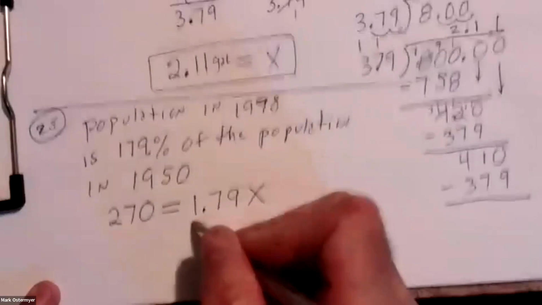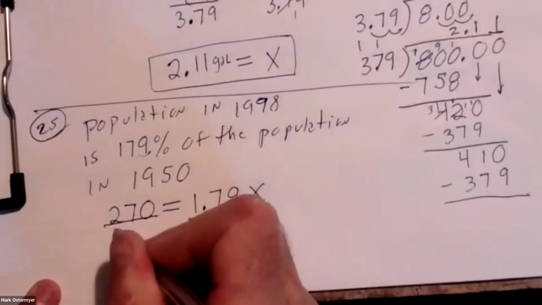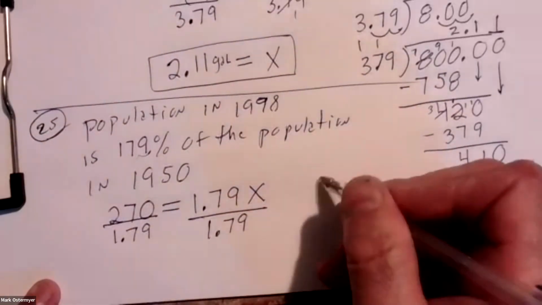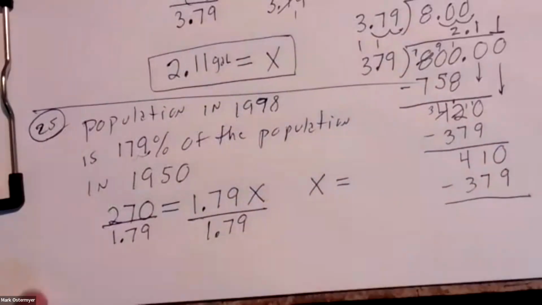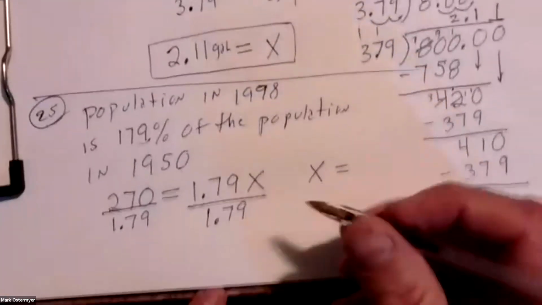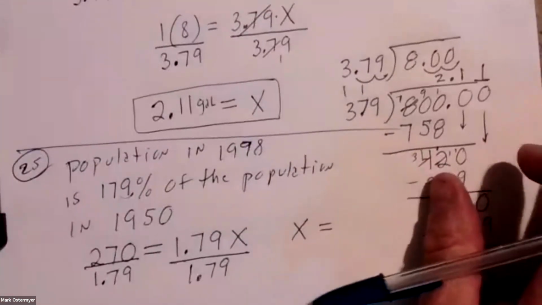So we divide both sides by 1.79. Okay, 1.79. What's 270 divided by 1.79? Oh, we have to do it the long way. I keep forgetting. What would this class be without doing things manually?